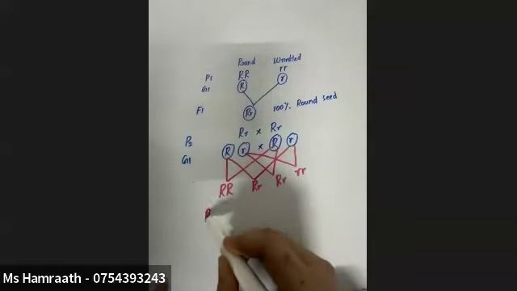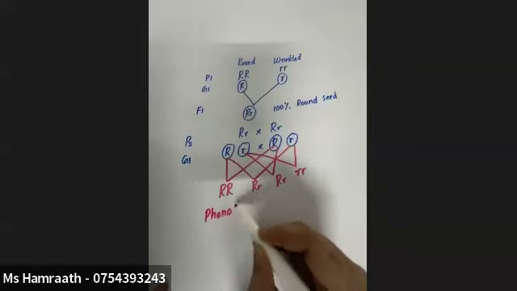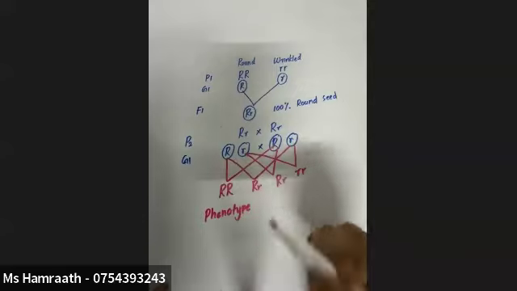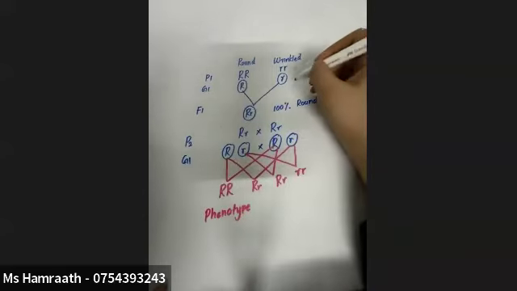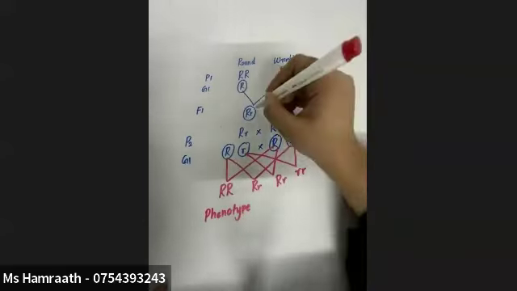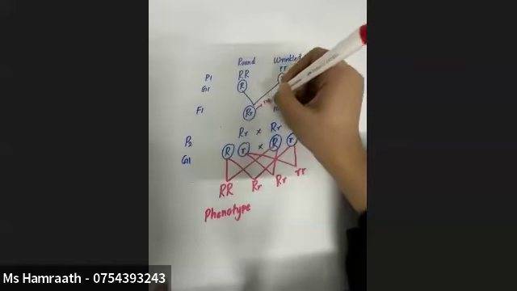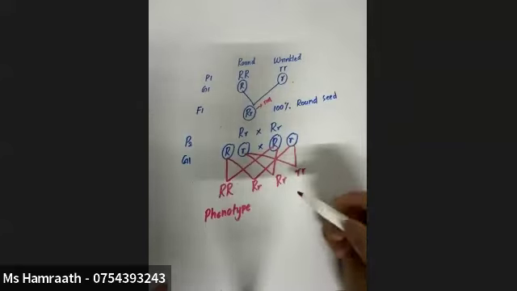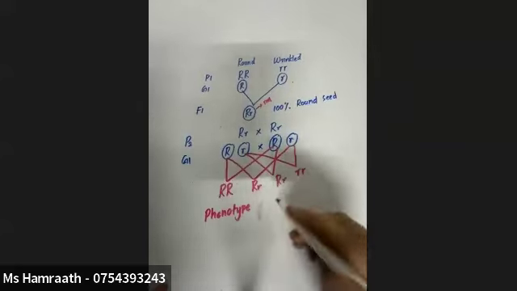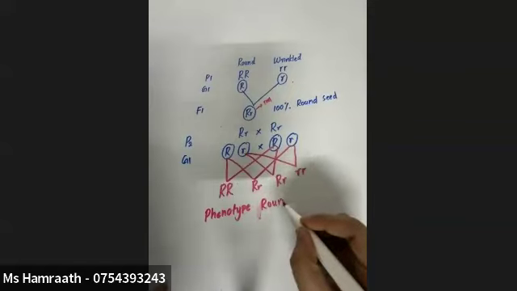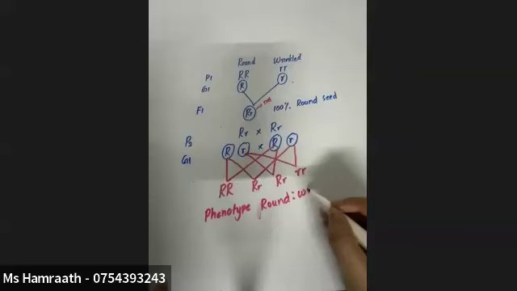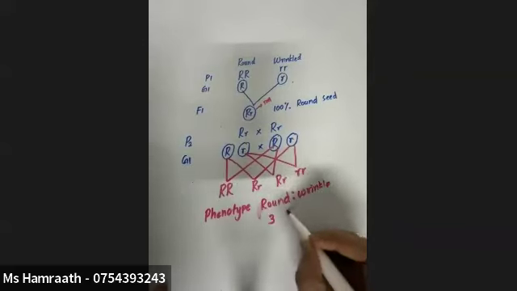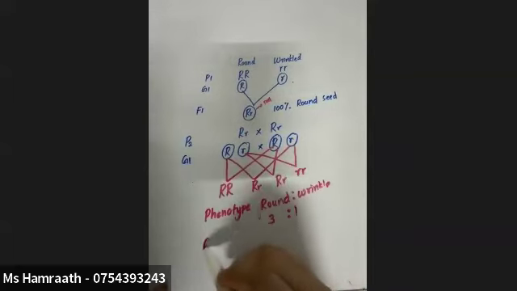Now, what is the phenotype here? Phenotype is what you can see. According to generation 2, what is the phenotype? If they ask you phenotype in generation 1, remember phenotype is only tall, okay? Tall, what you can see here. But what is your phenotype in generation 2? We will write it as round is to wrinkle seed. How many round seed do we have? 3:1. Very good.